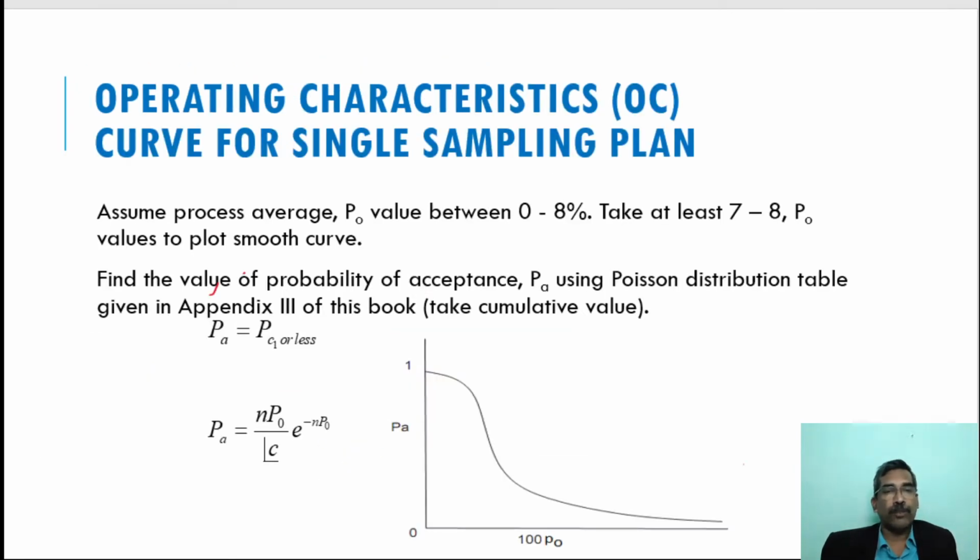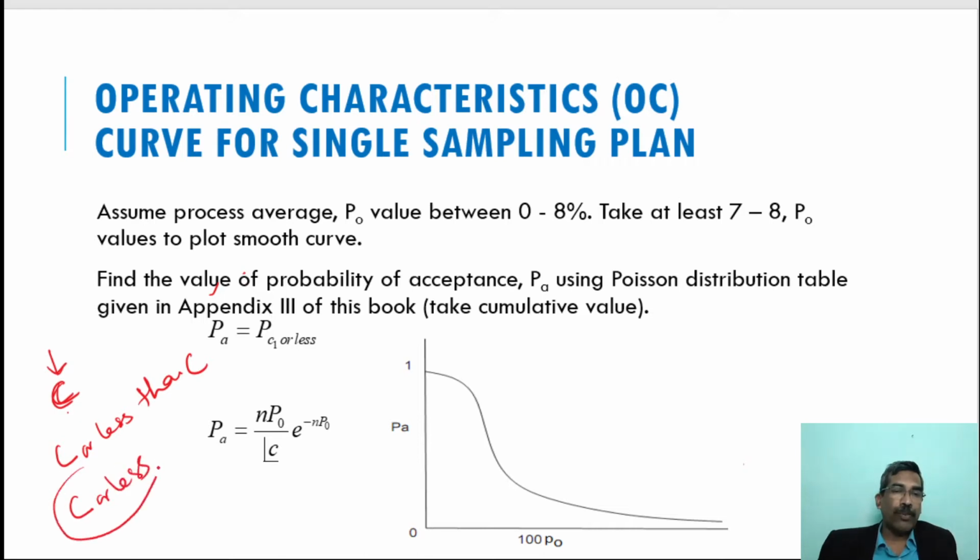So how to do this? This is based on the Poisson distribution. And here C is the acceptance number, and we want to find that the number of defectives should be C or less than C. So we want to find the cumulative probability of acceptance. So this PA will be the sum of (nP0)^x divided by factorial x, times e to the power minus nP0, for x up to C.